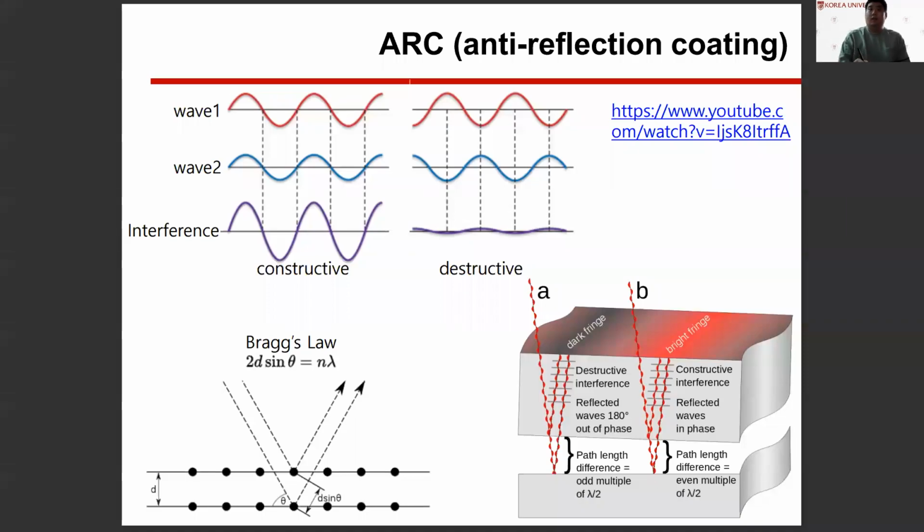Hi, in this video, we're going to discuss anti-reflection coating and more technologies for lithography. First, we're going to discuss the anti-reflection coating.